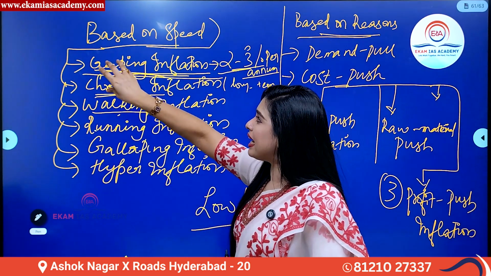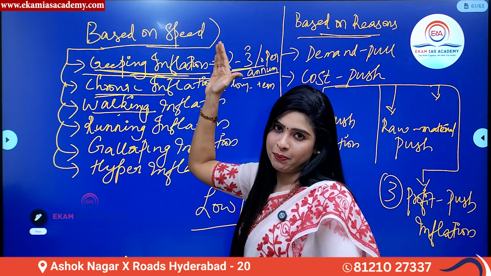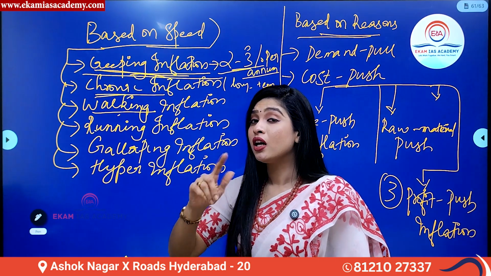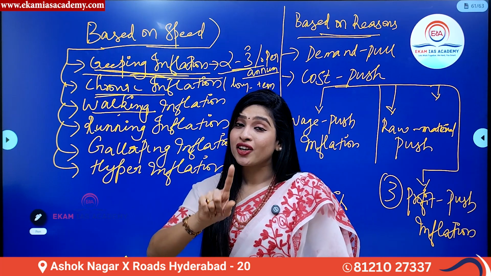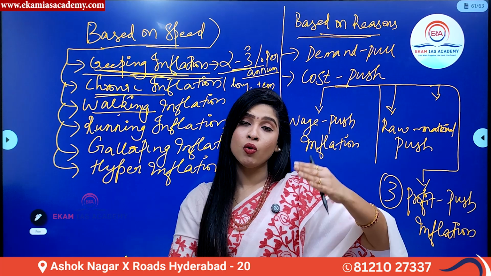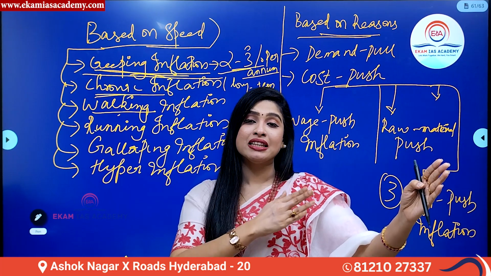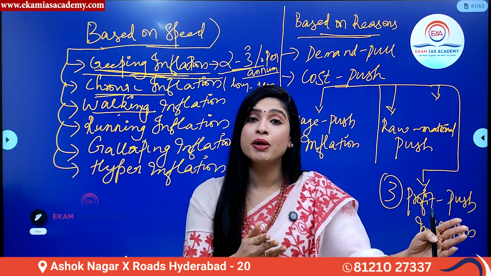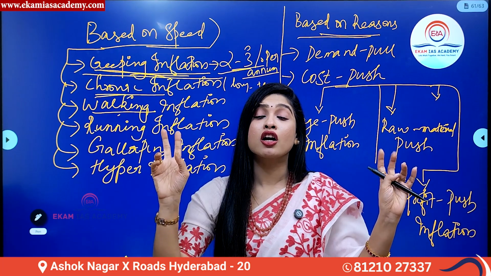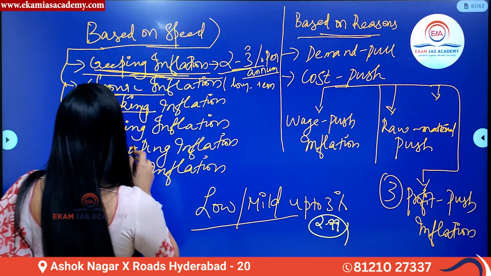Okay. So now, if this creeping inflation is continuing for a long period of time, then that is called as what? Chronic inflation. If the rate of rise in prices or inflation keeps on slowly and gradually increasing for a longer period of time, then creeping inflation turns out to be what? Long-term or chronic inflation in simple terms. Now, the next one is what?